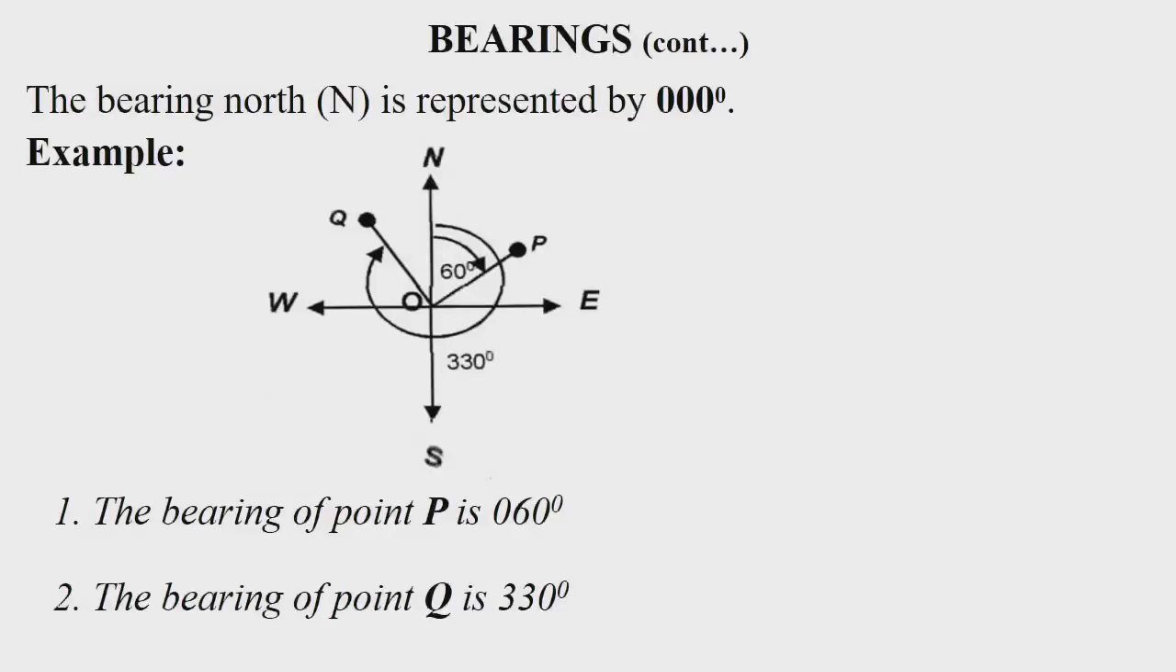We continue with bearing. Bearing north is represented by 000. Remember, bearing should always be represented by 3 digits. For example, you are given those ones. The bearing of point P, remember always starting from the north, is equal to 060 degrees. The bearing of point Q, if you can see Q, will give you 330 degrees.